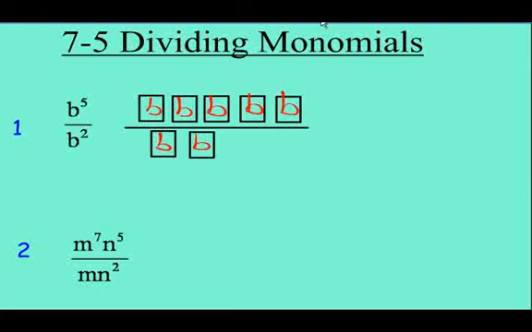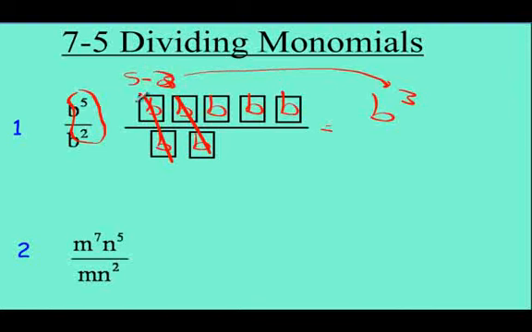Now you know that if things are being multiplied, that means they're factors. Okay, if they're factors, what I can do is I can start to divide them individually. So b divided by b becomes 1, b divided by b becomes 1. So all that I'm left with is b to the third power. What's actually happening with 5 and 2, what operation do you have to do with 5 and 2 to get 3? Alright, so it's actually 5 minus 2 to get 3.